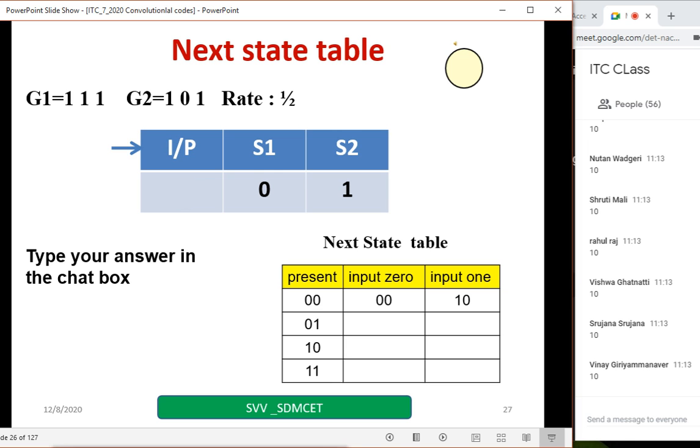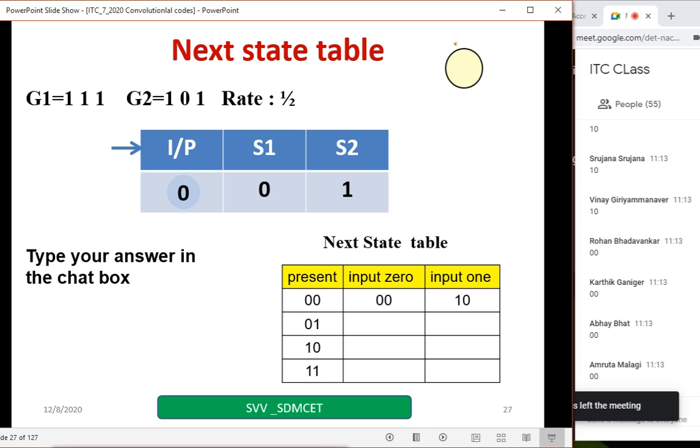Let us assume I have 01 as the present state. I am giving a 0. What is the next state? Can you type? Very good, Rohan, Amrita, Shruti, 00. Correct answer. Arjun is also typing 00.